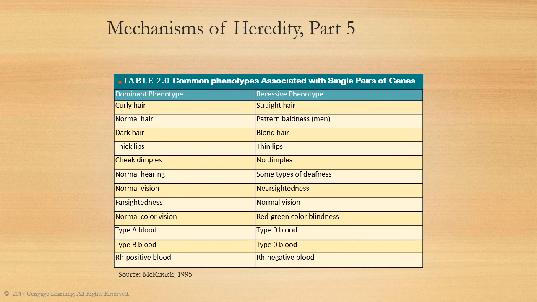So this is a table of common phenotypes. Remember, phenotypes are the observable characteristics, be it personality, physical, or behavioral. It's the observable qualities that are formed. So it's actually what the gene shows, not what you have. We want to look at some common phenotypes associated with single pairs of genes. That just means that you have one gene affecting it.